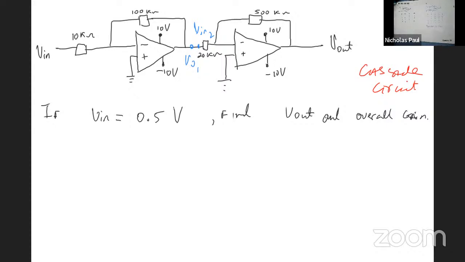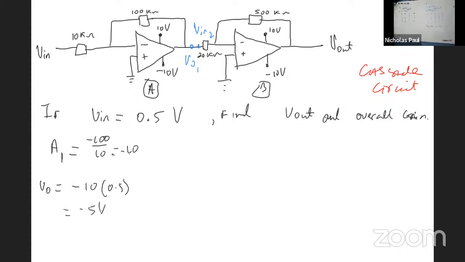So first things first, I didn't work out the overall. Anyway, let's work out the gain of the first one. So this is A. That's the first and that's the second. So the gain is equal to minus 100 over 10, which is minus 10. So therefore, the V out will be minus 10 by 0.5, which is minus 5 volts. That's okay? That's the first V out, minus 5 volts.